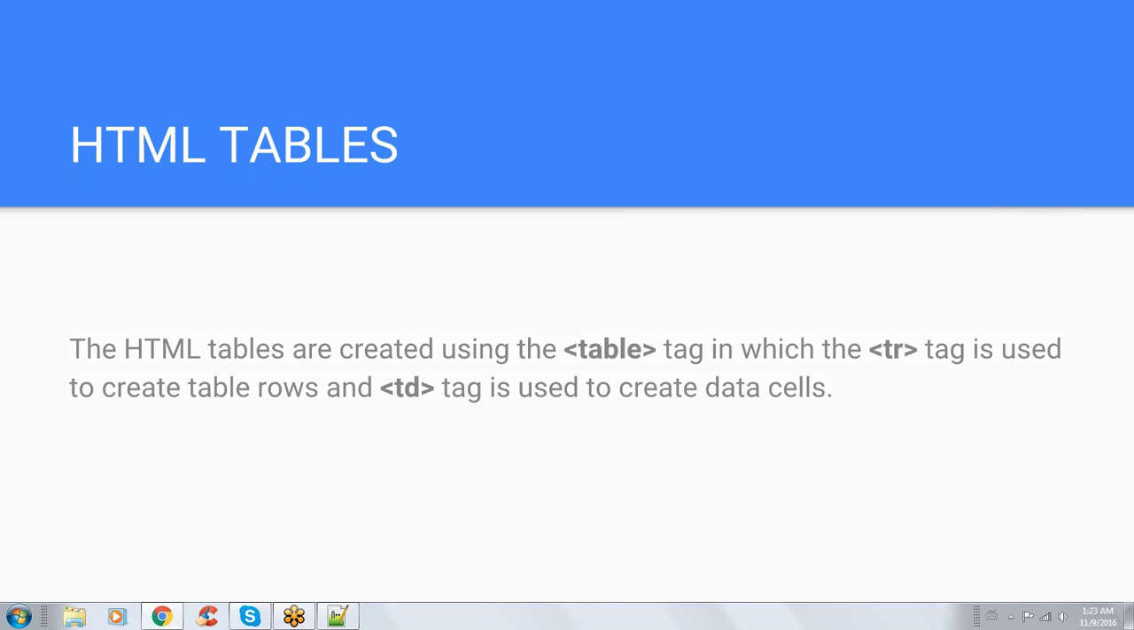HTML tables allow web authors to arrange data like text, images, links, other tables, etc. into rows and columns of cells. HTML tables are created using the table tag, in which the tr tag is used to create the table rows and the td tag is used to create the data cells.